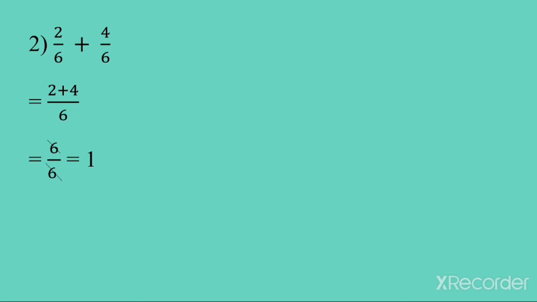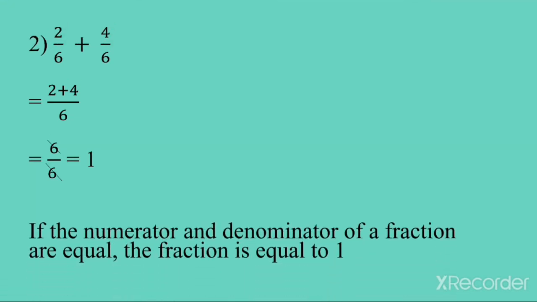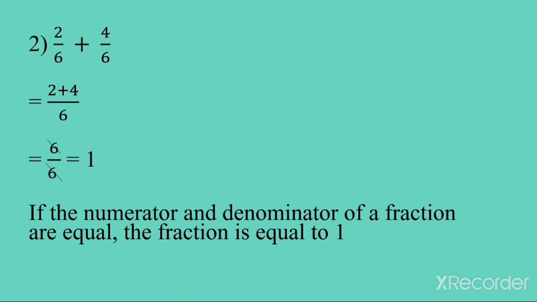As I told you, students, if in the fraction the numerator and denominator are the same, the fraction will be considered as 1. Now write this: if the numerator and denominator of a fraction are equal, the fraction is equal to 1. I hope students you have written it in very neat and tidy handwriting.